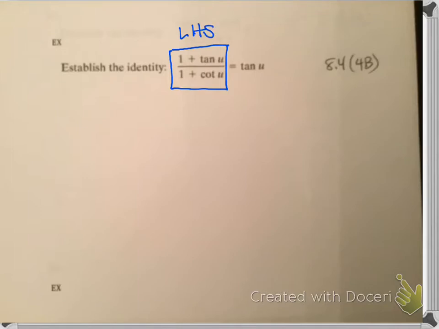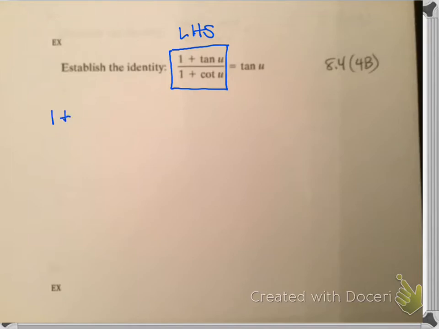Okay? I can't do anything with the right-hand side besides turn it into sine over cosine, and that's not going to help me. Because remember, I want to take the left-hand side and make it look like the right-hand side. So our goal is to make the left-hand side, by doing something to it, equal the right-hand side. So what I'm going to try here, and I don't know if it's going to work, and that's what happens sometimes, but I'm going to try to take the conjugate on the left-hand side to see what happens.